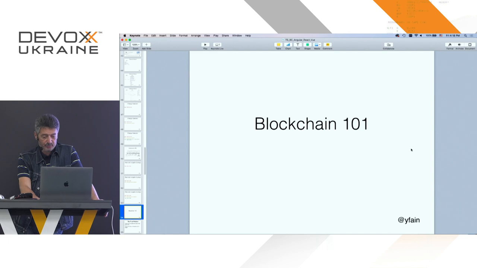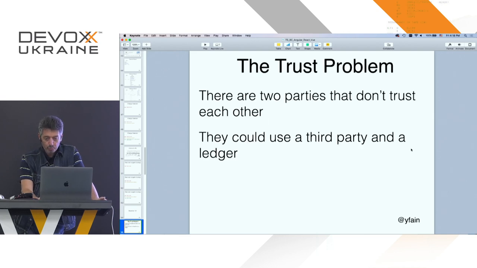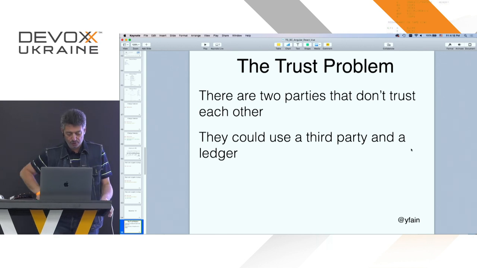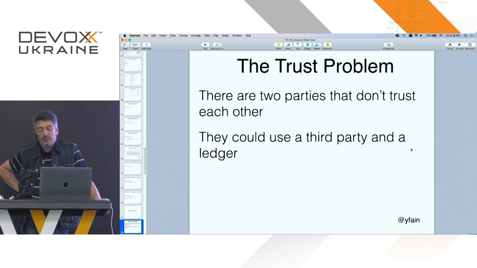Last year, I had an entire presentation about blockchain, but this time I'll use a couple of slides from there, and we'll spend more time on the code. If somebody already listened to this part, I'm sorry, I have to repeat myself a little. So what is this blockchain thing for, in general? It's about the trust problem, how to solve it.